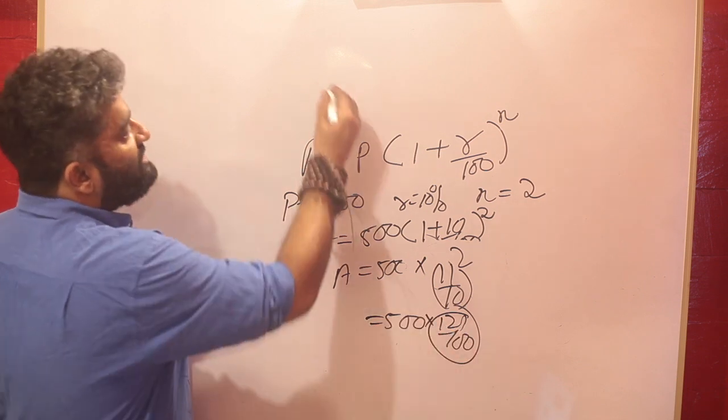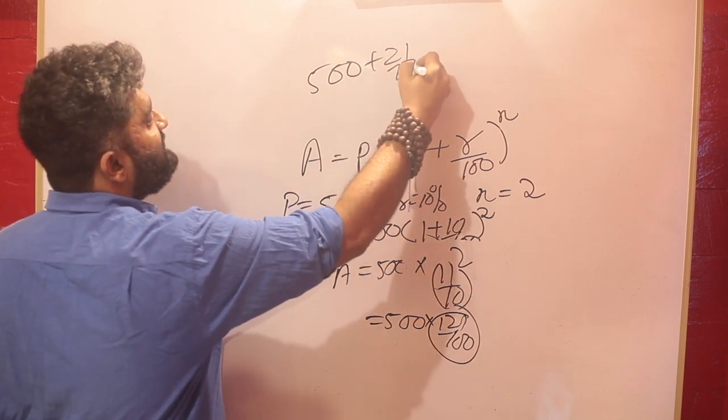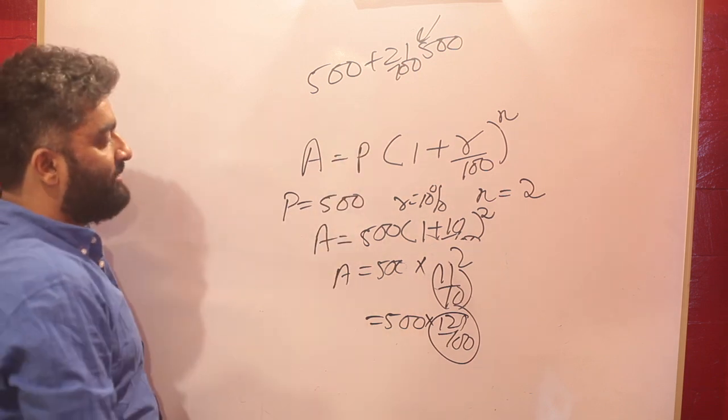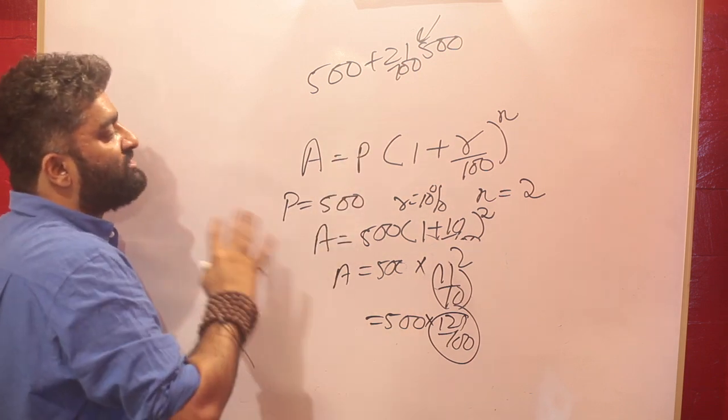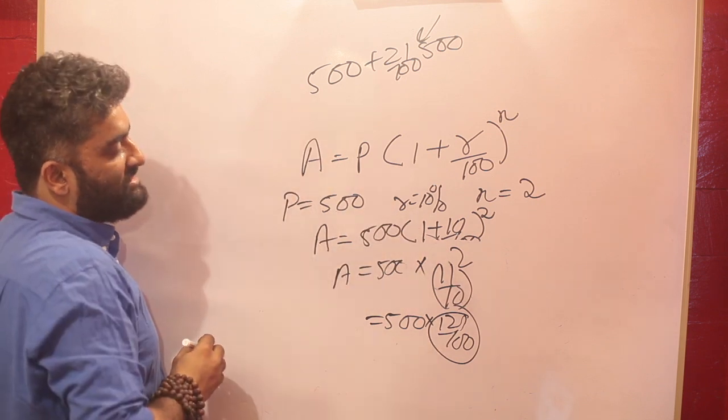So what I could have also done is 500 plus 21% of 500, because maybe this calculation would be easier for you. So this is the most basic example. We're just plugging in the values and getting to the answer.